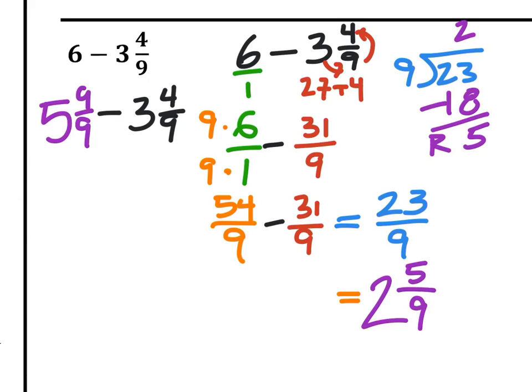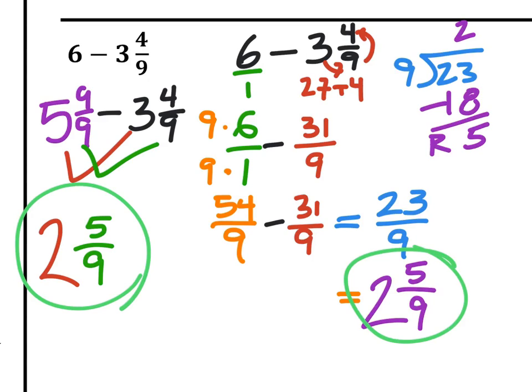Now, you should have gotten the same answer from over here. Right, we know 5 minus 3 is 2. And then we had the 9/9 minus 4/9, which would have been 5/9. So we got the same answer either way. Again, I'm pointing this out because it doesn't matter which way you used, you should be able to see the same answer.